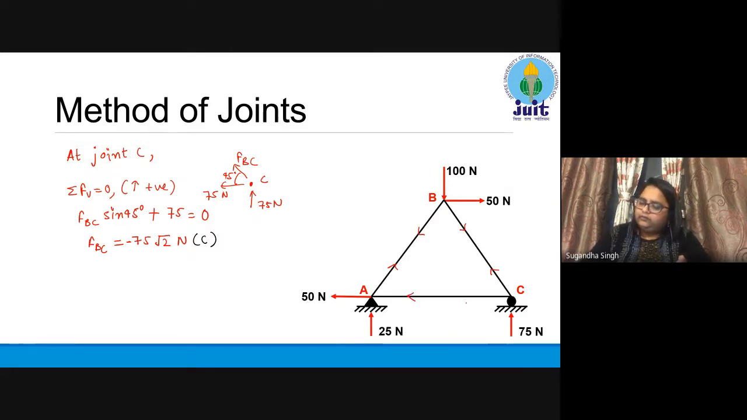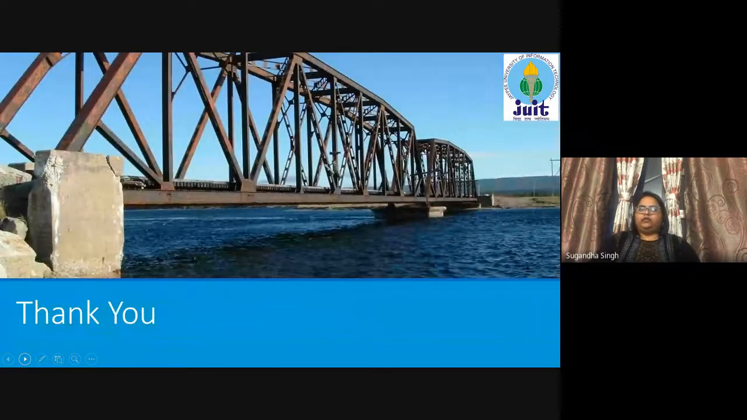Now that we have found out all the member forces, we can actually satisfactorily design each of these members so that the truss remains stable under the stresses that are being applied on it. Next lecture, we will study method of sections.